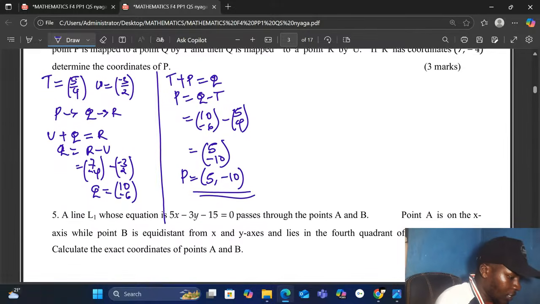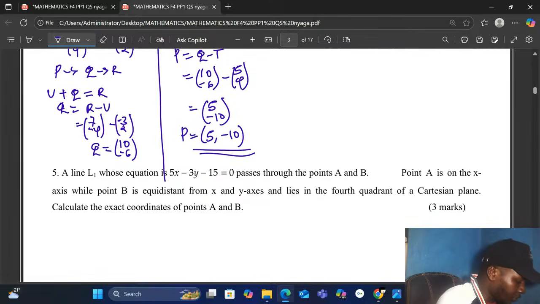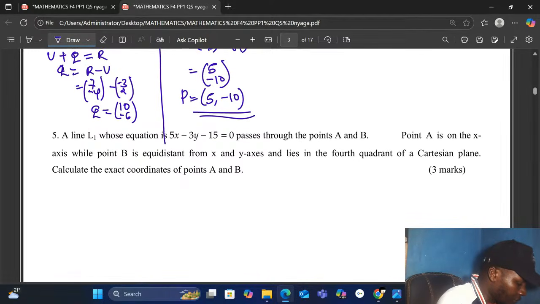Then we move to question 5. A line L1 whose equation is 5x minus 3y minus 15 equals 0 passes through the points A and B. Point A is on the x-axis, while point B is equidistant from the x and y axes and lies in the fourth quadrant of a Cartesian plane. Calculate the exact coordinates of points A and B.